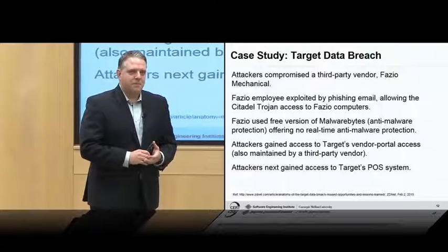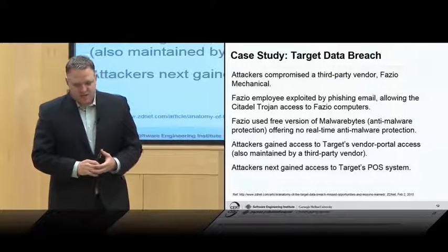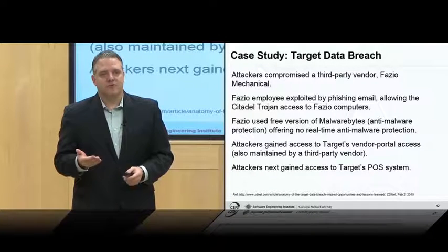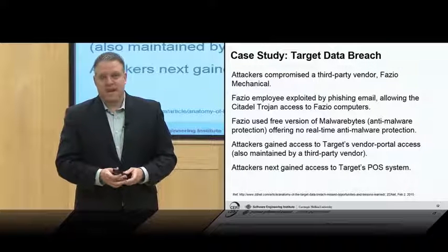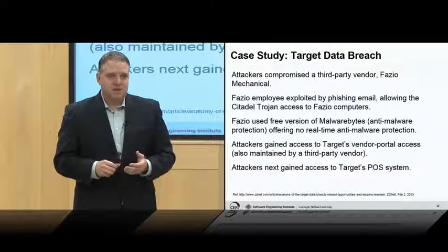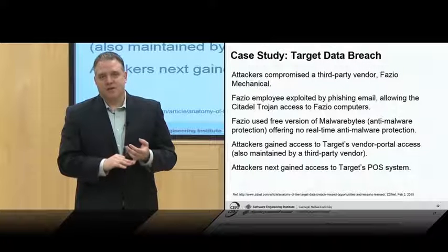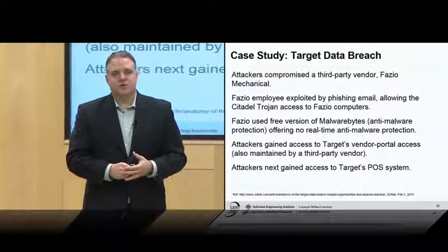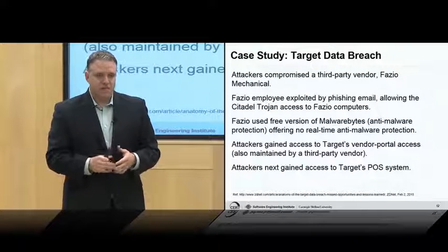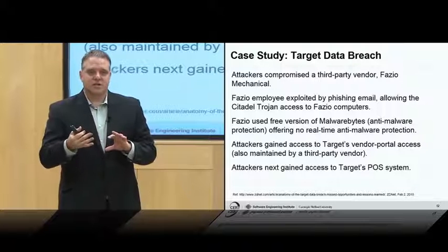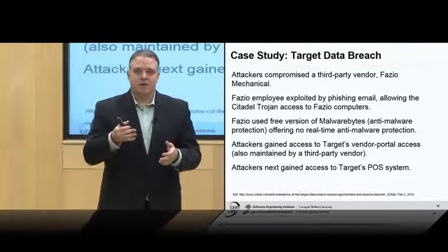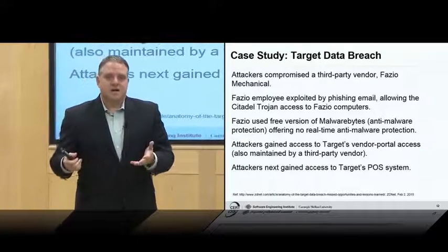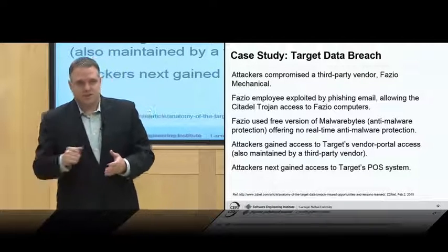So let's look at what happened with Target and where there was a dependency on a third party here. The attackers behind the Target attack went after a third-party mechanical vendor for Target. The employee at the mechanical company was hit by a phishing email. They allowed remote access software, the Citadel Trojan, to be installed on those computers. The vendor was actually using an anti-malware program, but it was being run on demand, not in real time. So they had some protection in place, but it wasn't continuous protection.